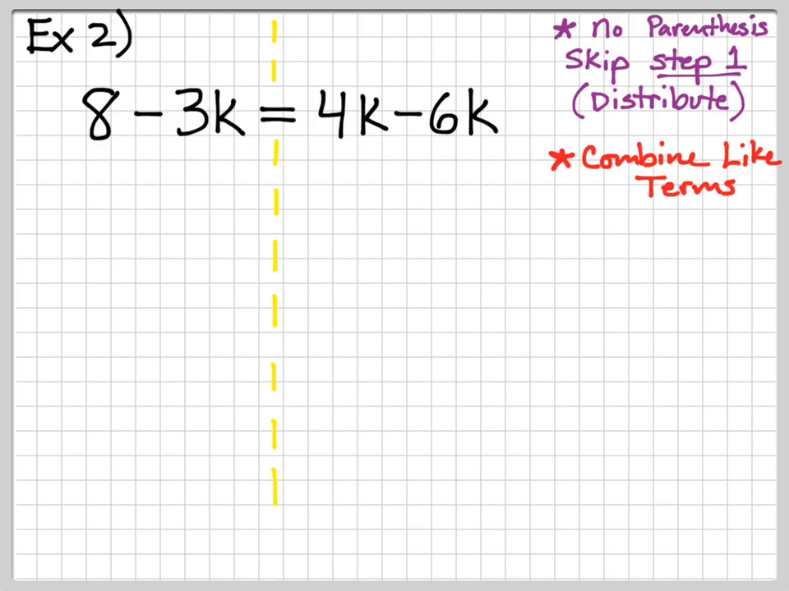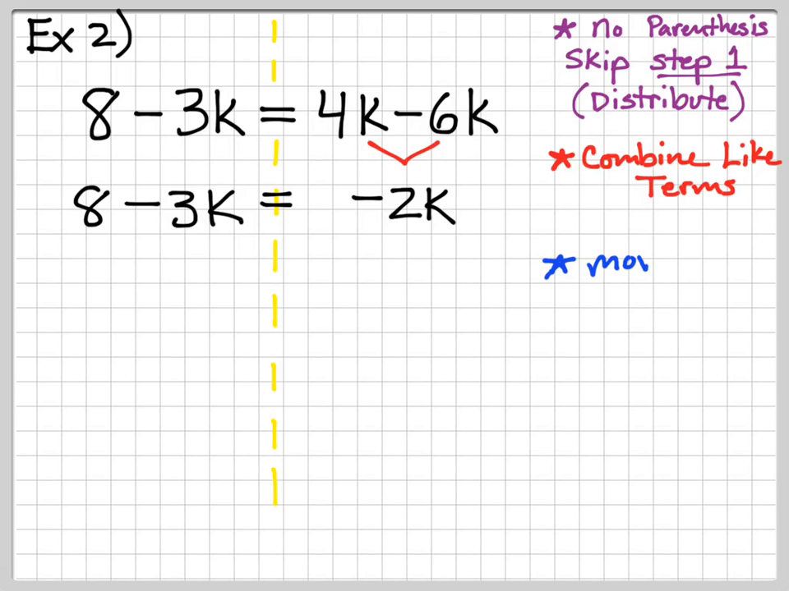On the left side of the equation, 8 minus 3k are not like terms, cannot combine them. But on the right side of the equation, you'll notice 4k minus 6k. Those are like terms. I can compress those two things and put them together. 4k minus 6k is negative 2k. And I'm just going to drop everything down on the left side. So now I'm down to what looks like to be a two-step equation. But step 3, move one variable. Now you'll notice I've got a negative 3k on the left side and a negative 2k on the right side.